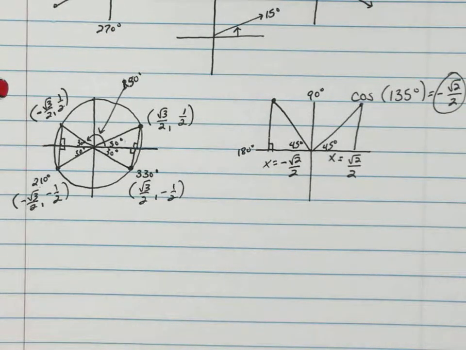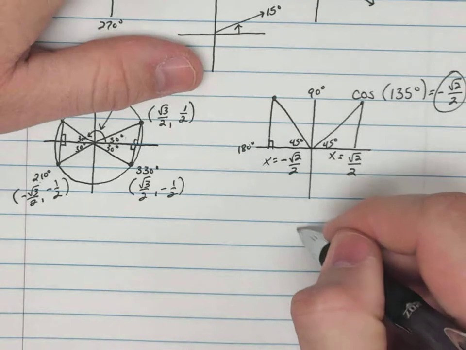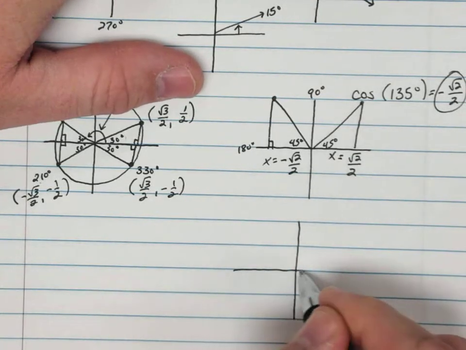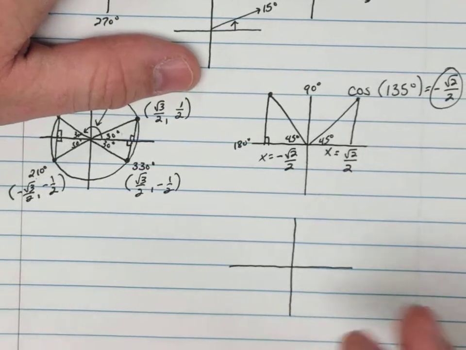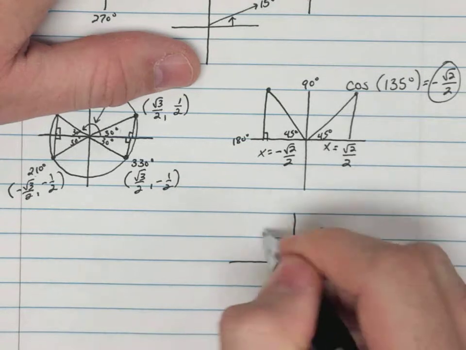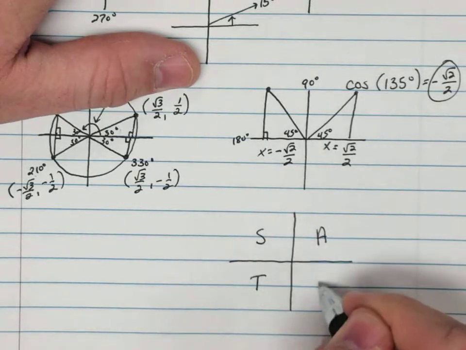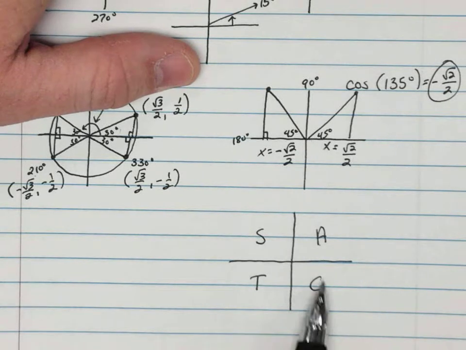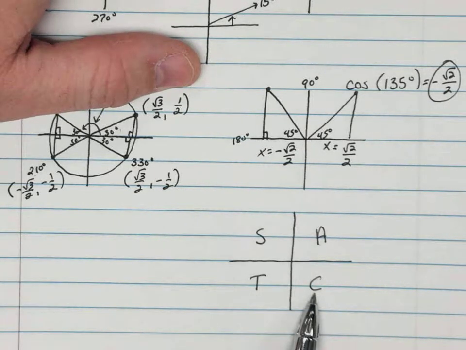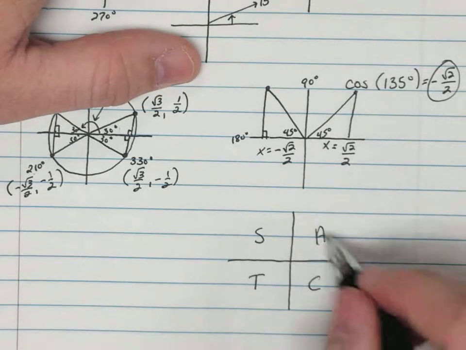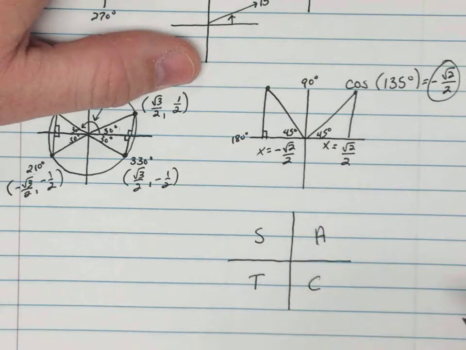Okay, here's your little mnemonic device that you can use. And I hope you see where it comes from. To make sure that you get the positive negative signs right, remember this. All students take calculus. ASTC. What this does, and from what I just showed you, hopefully, it makes sense. This shows you what is positive and negative and where it's positive and negative.